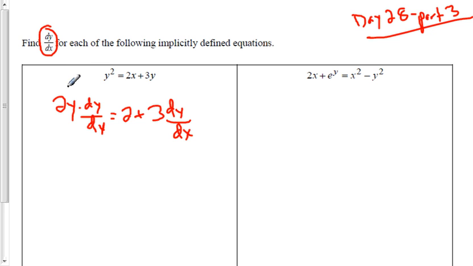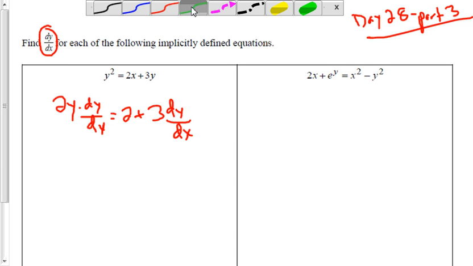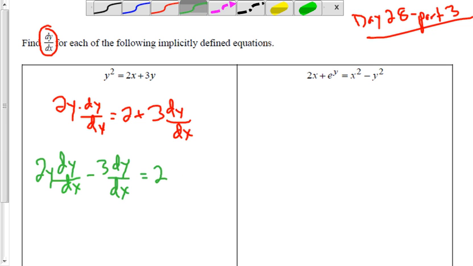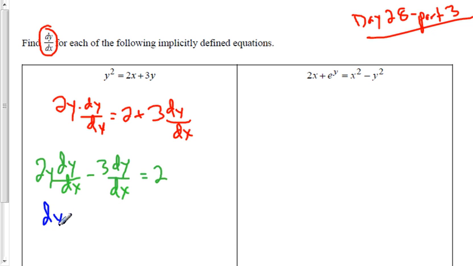So now our goal, just like what we did in Algebra 1, is to get dy/dx by itself. So we're going to subtract 3 dy/dx from both sides. So we get 2y dy/dx minus 3 dy/dx equal to 2. Now I'm going to factor out the dy/dx. What am I left with? I'm left with 2y minus 3.